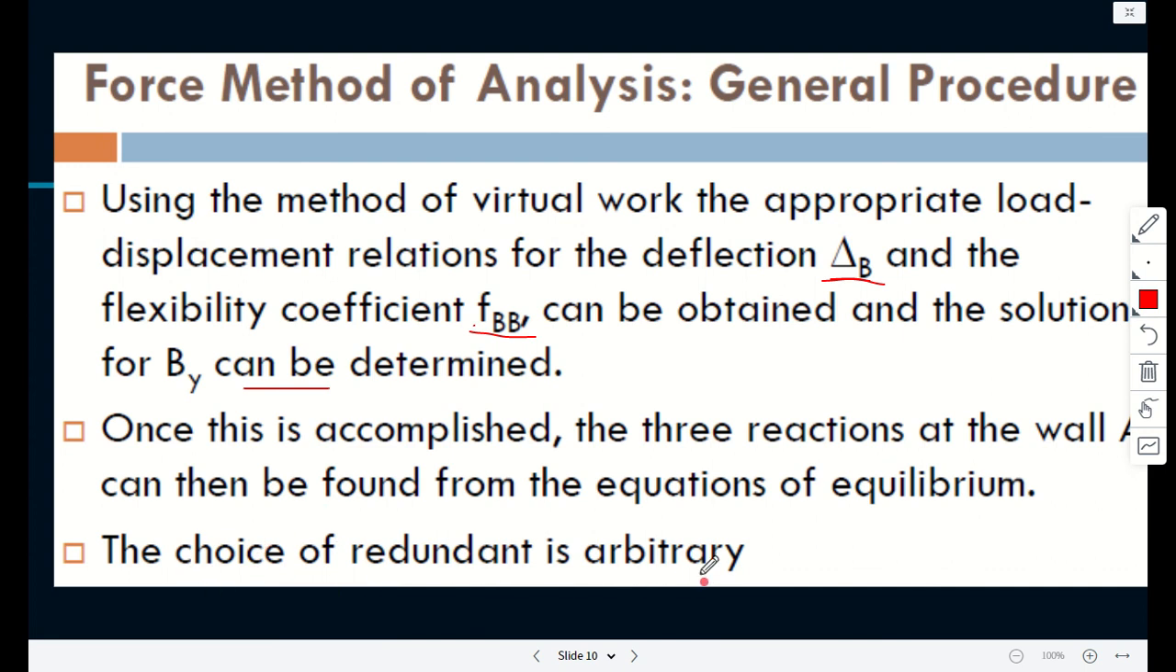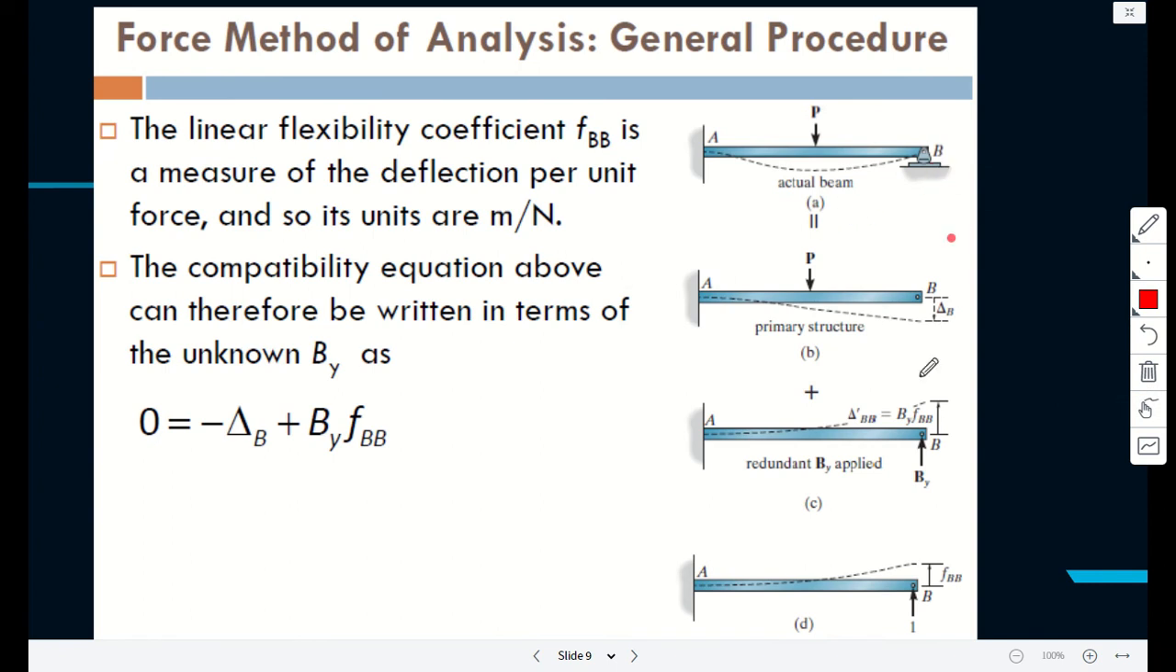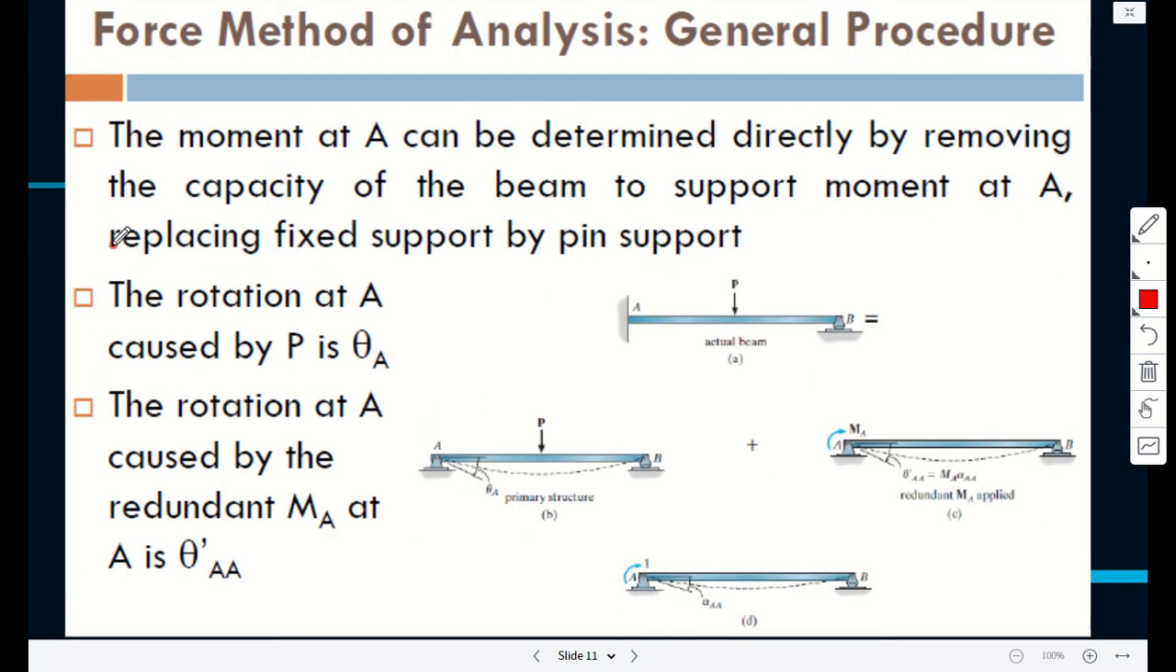The choice of redundant is arbitrary. That means it's temporary. The redundancy is whatever you remove. The choice of what to remove is redundant. This is what you are saying. Indeed, even if you keep this and remove one here, probably you are able to solve, but it will take much more effort. So this is why I'm telling you, you need to think carefully of what to remove, so that if the structure remains statically determinate, it can be easily solved.